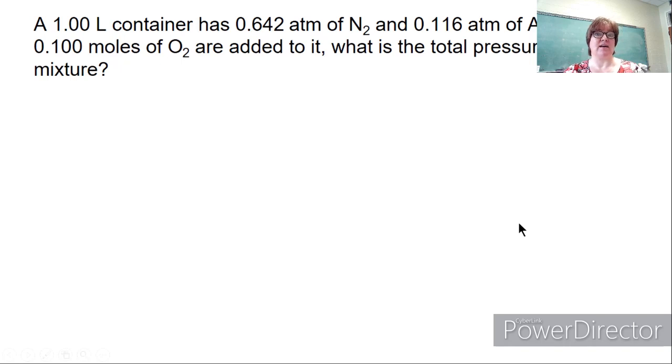So here I'm going to have to do a little bit trickier ways to get to the total gas pressure, but try it on your own.